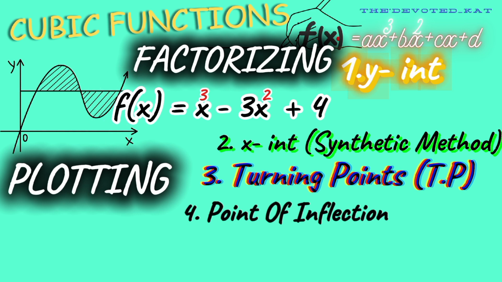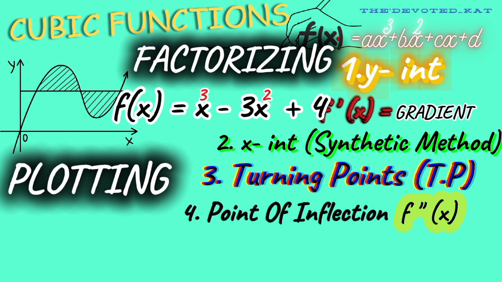The point of inflection is the second derivative, meaning the derivative of the derivative. So the first time we derive, we are finding the gradient of a graph. The second time we derive the gradient of the graph, we are now doing what? Finding the point of inflection. We are going to equate our gradient, which is the first derivative, to 0 and find our point of inflection.